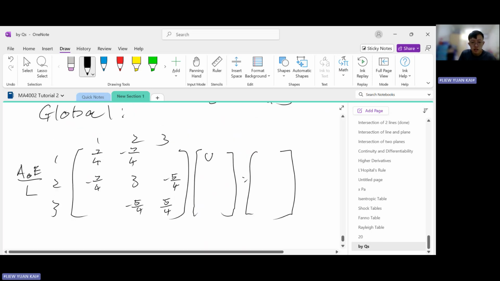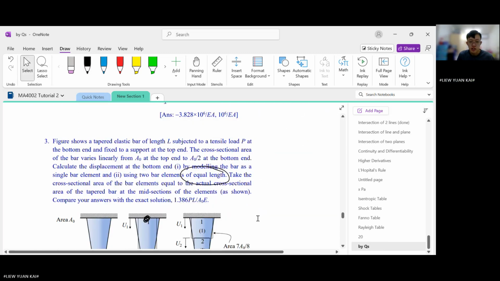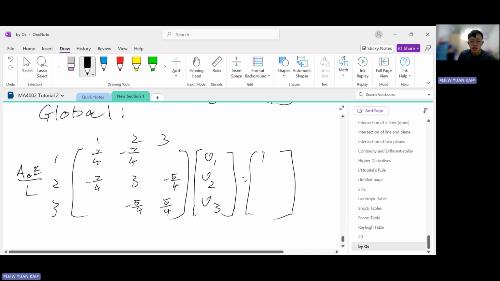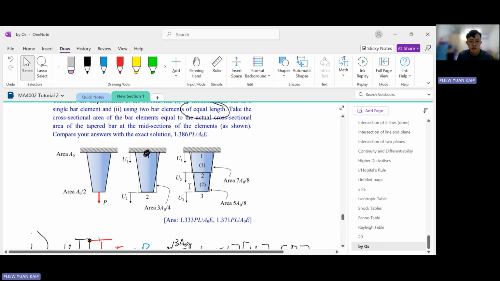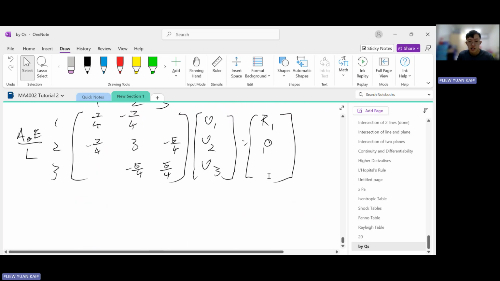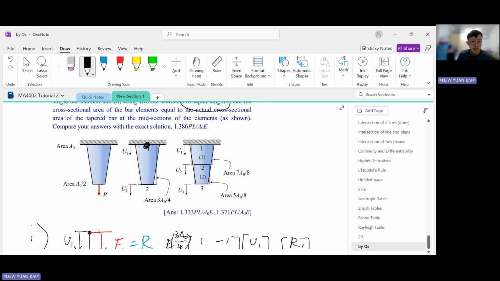So this is U1, U2, and U3, right? U3 is the unknown that we want to find. Now, what are the loading conditions? Well, node 1 is fixed to the ceiling, so there's a reaction force. This should be R1. U2 has no loading, so that's why you put it as 0. I'm not pulling at node 2. And node 3 has the force P applied onto it. I'm talking about this force P.